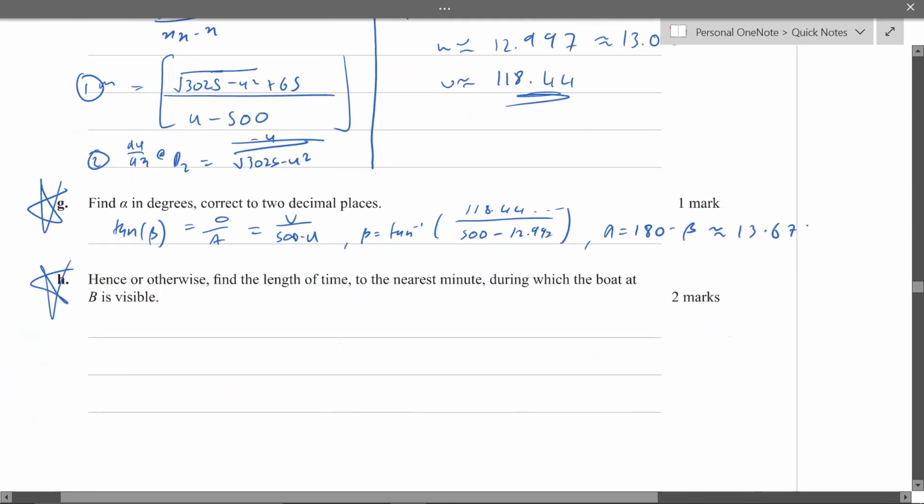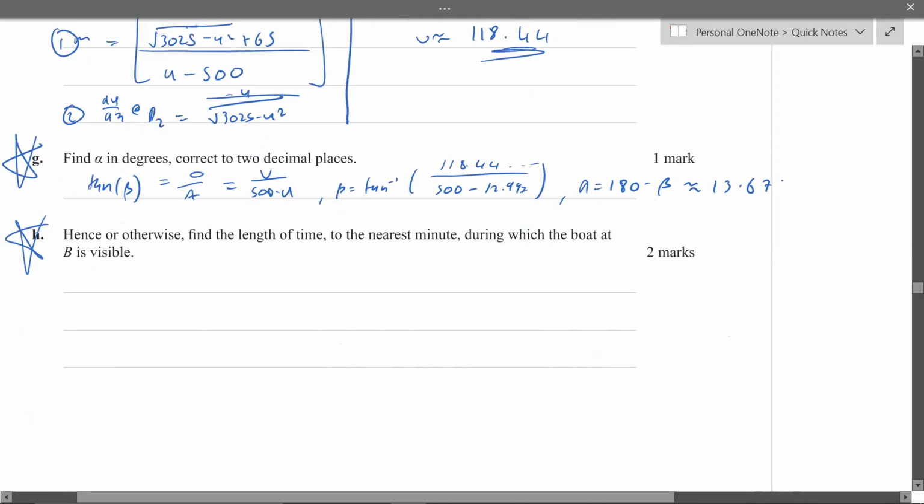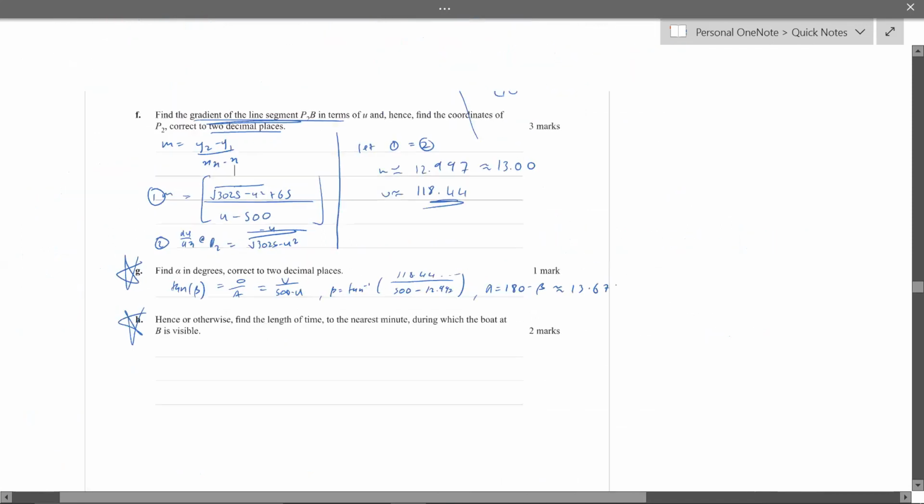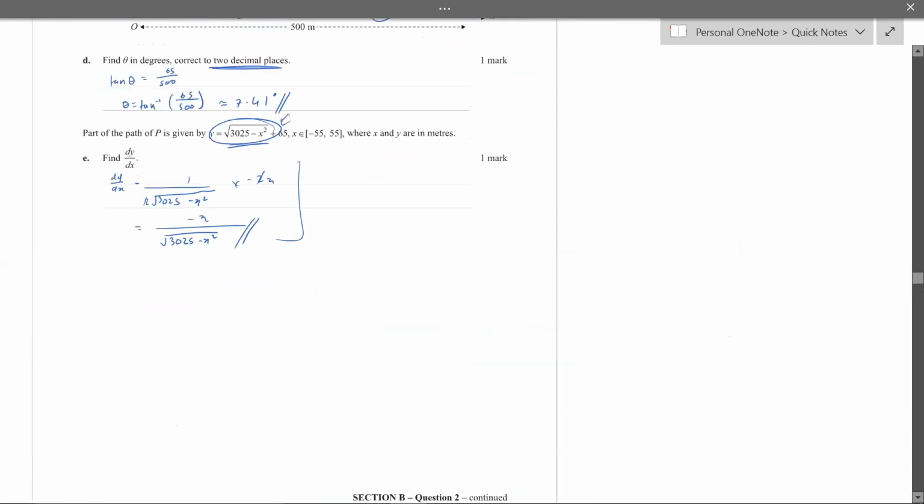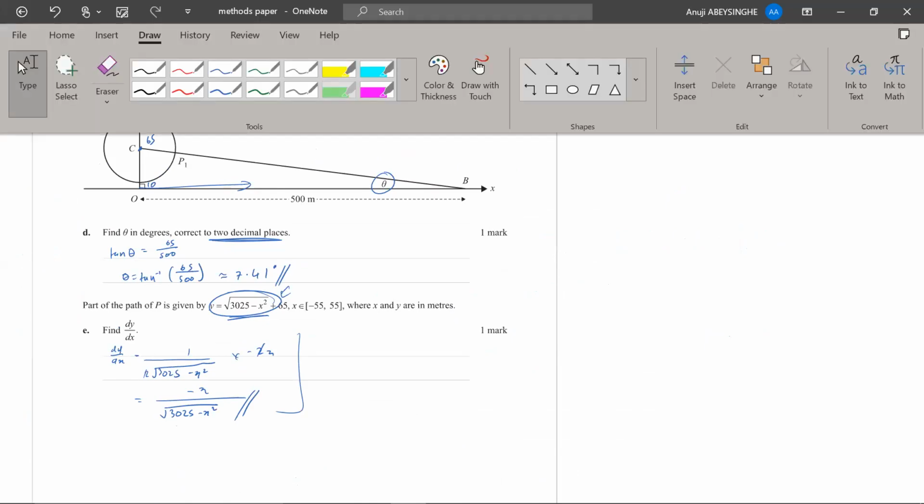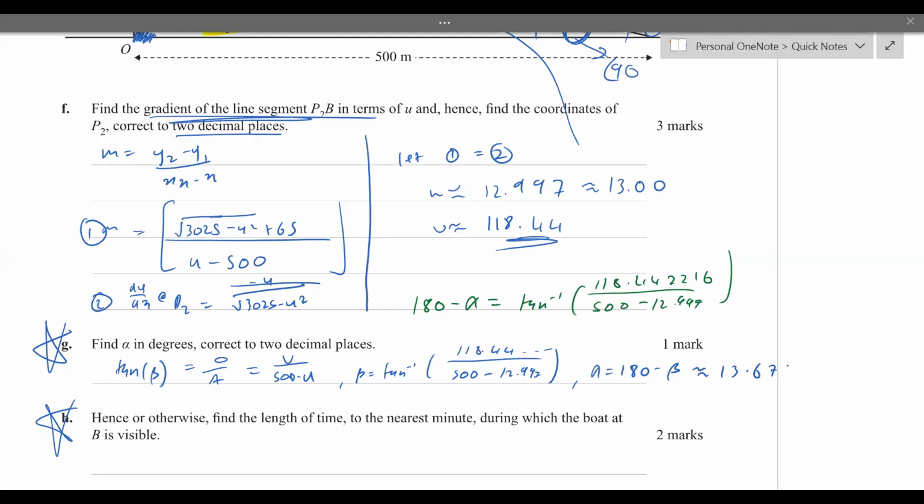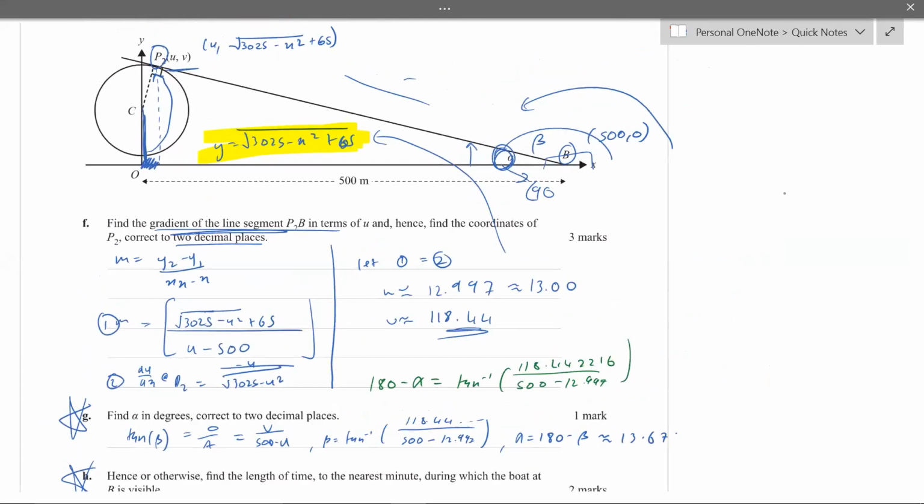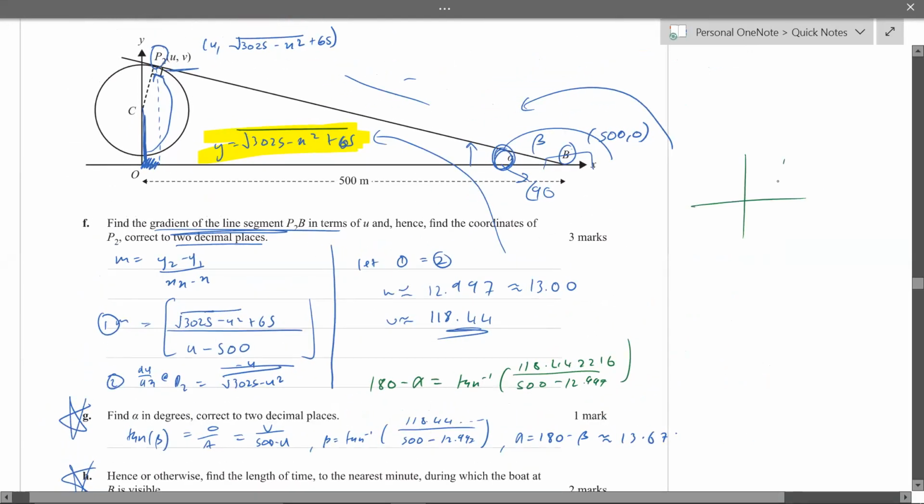That's also the same kind of trick, I guess, that you might have with part H. So it's asking to find the length of time during which the boat at B is visible. So from this question, it's tan beta. Okay, I'll just explain what I said. So think about your quadrant. So tan, positive, negative, positive, negative.